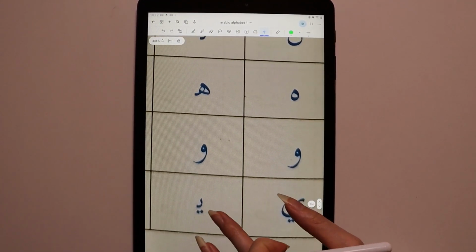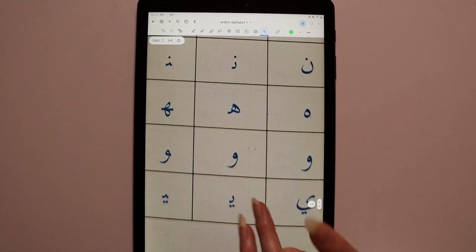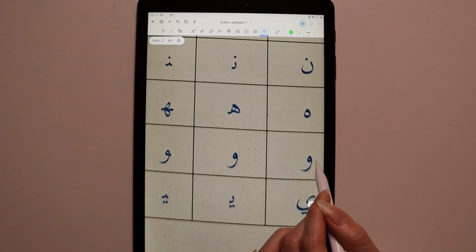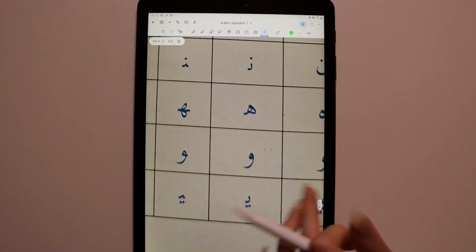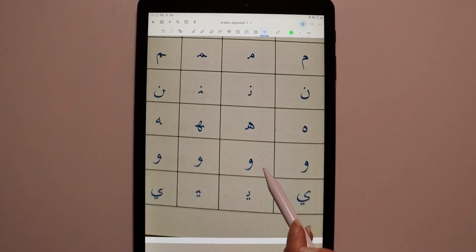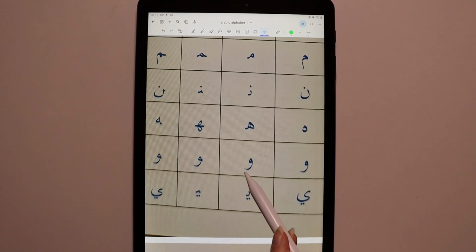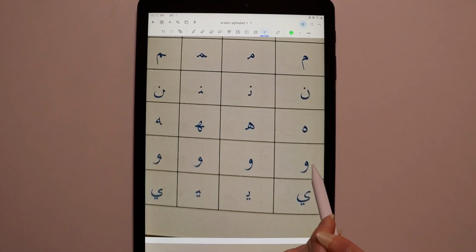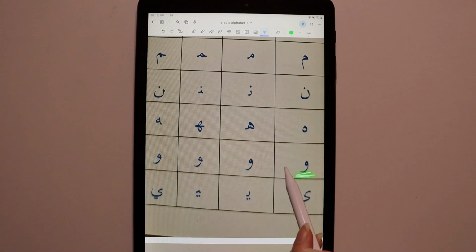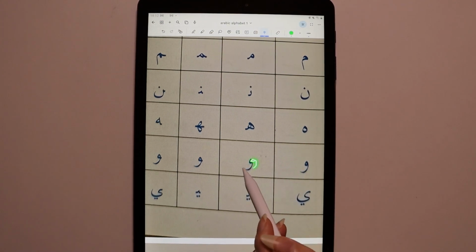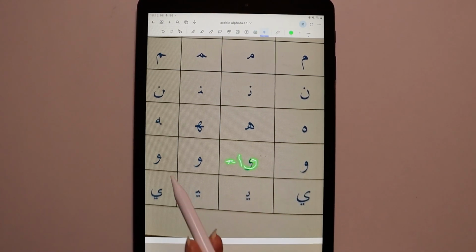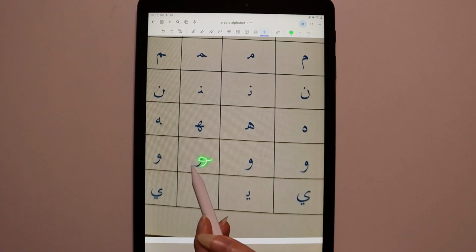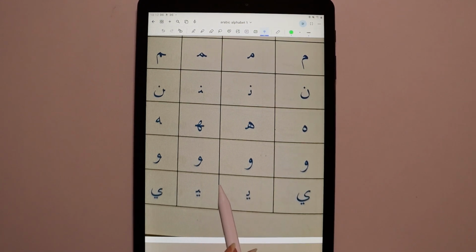Because waw again can't be connected. You can only come to waw from another letter, but you can't connect after it. That's why almost all four forms look exactly the same. Just that the isolated form is just the isolated form. Like the beginning form just looks like this, and then you have something else. And then you can come from a letter, but then you will stop there. So yeah, waw. W or U.